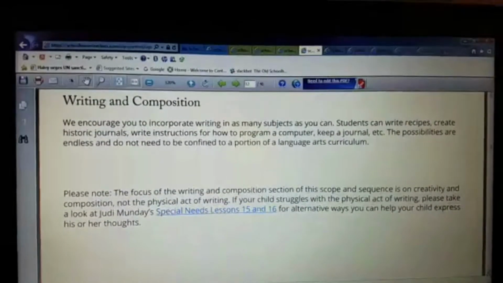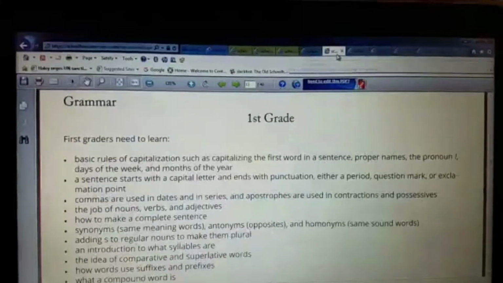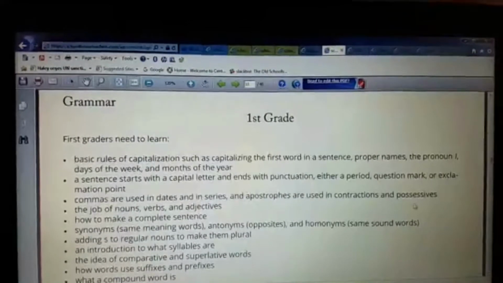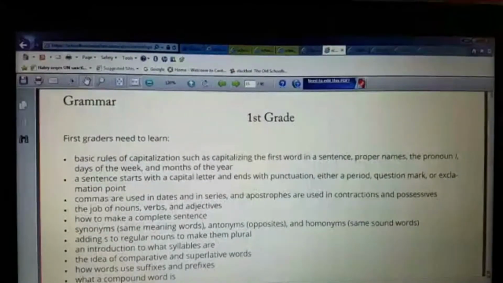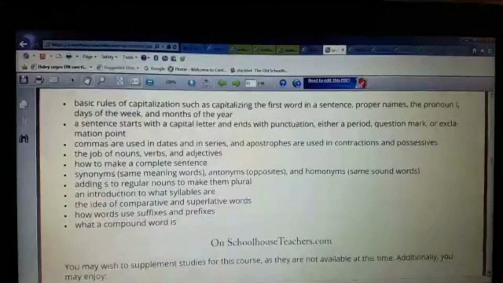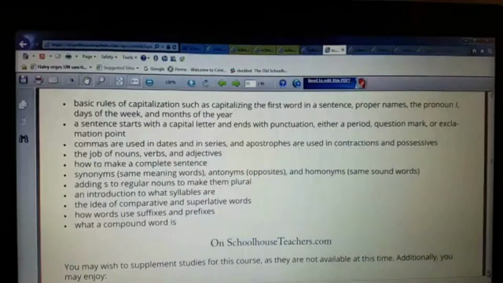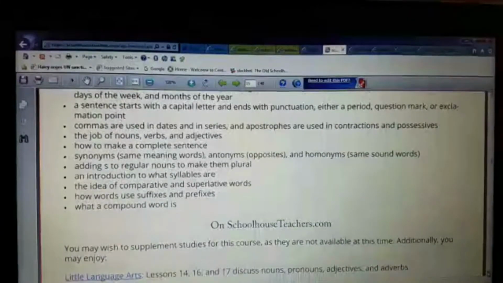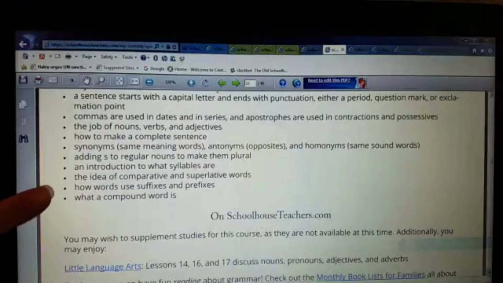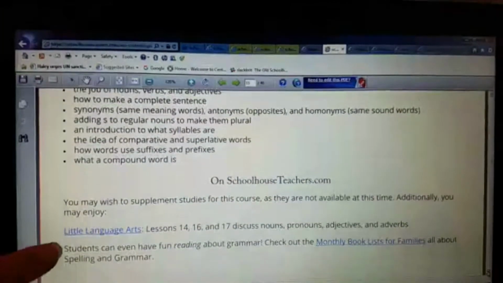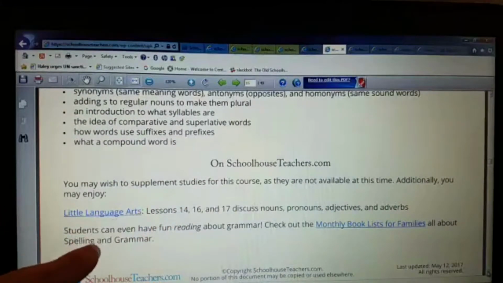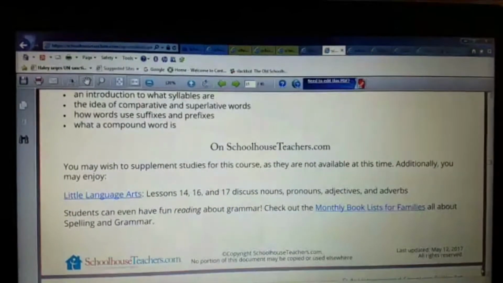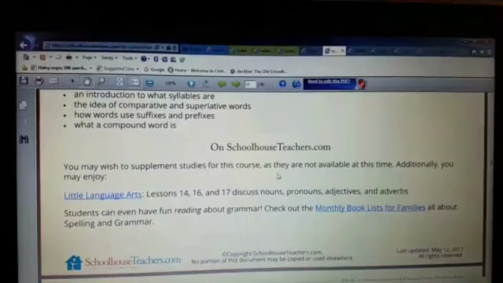The next thing we're going to look at is grammar, and it tells you what 1st graders need to know for grammar. Basic rules of capitalization, the job of nouns, verbs, and adjectives, how to make a complete sentence. All that stuff right there is what your 1st grader needs to learn. Now, on schoolhouseteachers.com, it tells you what is available.